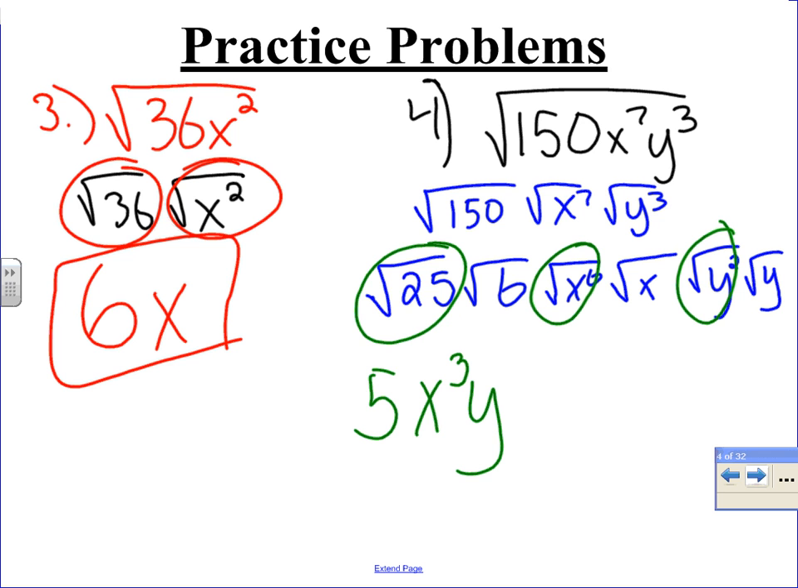What are we left with inside the radical? Zach, go ahead. Good. We are left with 6xy, because there are not any perfect squares that go into that.